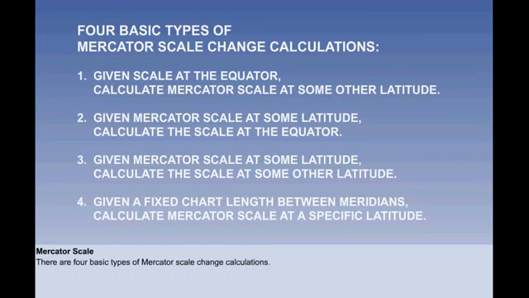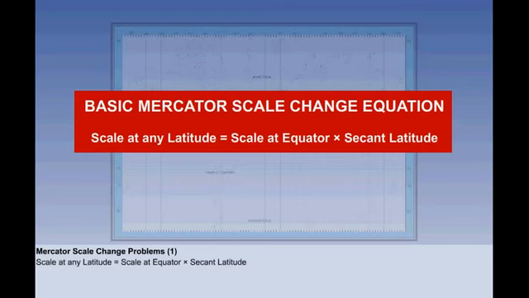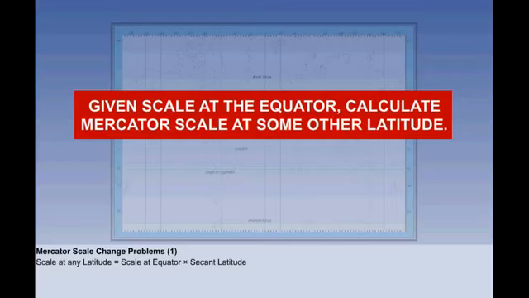The basic Mercator scale change equation is: scale at any latitude equals scale at the equator times secant of the latitude. Let's now apply this to the first type of problem. Given the scale at the equator, calculate Mercator scale at some other latitude. Our worked example is the simplest way.